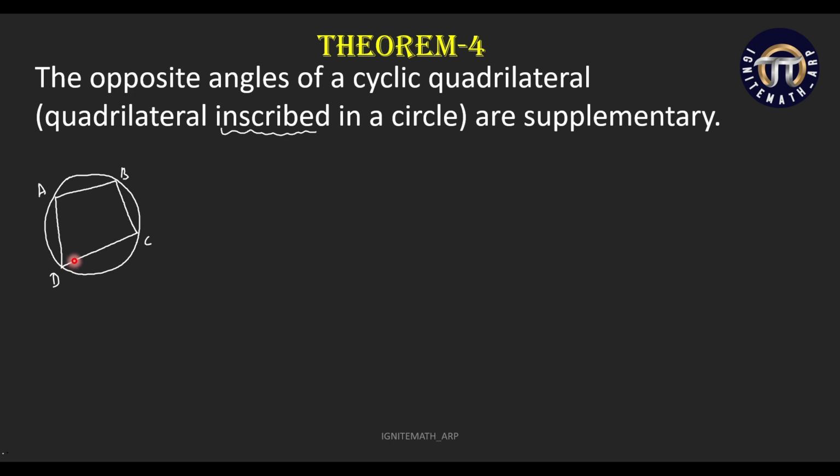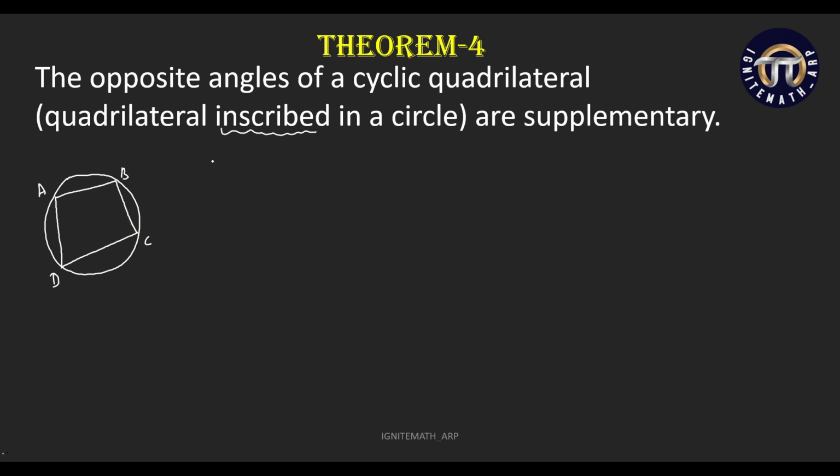So, very basic things I told you in the beginning, also in other videos. Whenever you are naming a quadrilateral or any polygon for that matter, you should always name it either in the clockwise direction or in the anti-clockwise direction. Clear, children? So now can you tell me what are the opposite angles of this quadrilateral? Yes, angle A and angle C are the opposite angles of the cyclic quadrilateral ABCD.